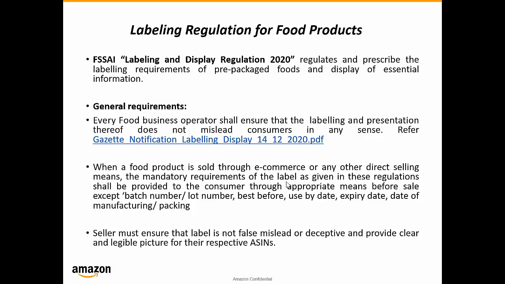So what is the seller's responsibility as well? The seller must ensure that the label is not false, misleading or deceptive, and should provide clear and legible image pictures of their respective ASINs. Meaning, for example, if you're sending any product, we should have the label with complete information, and that complete information should be displayed on the e-commerce website as well for the customer.